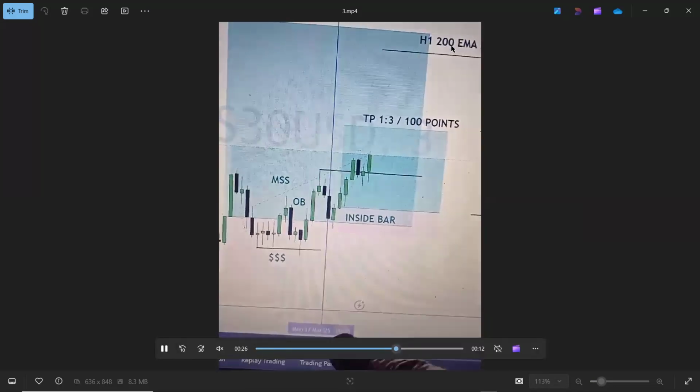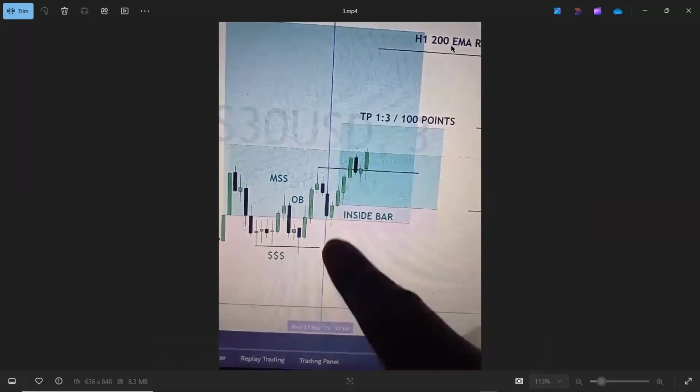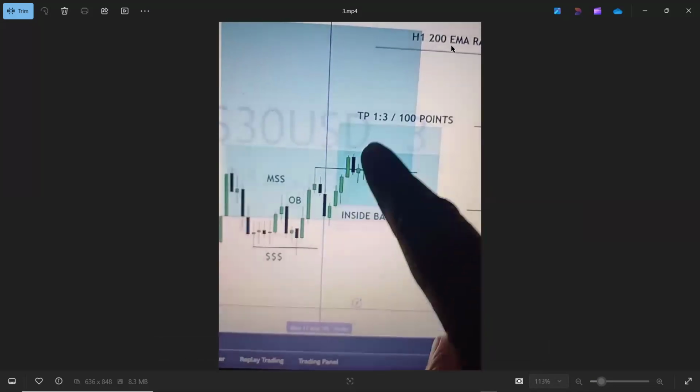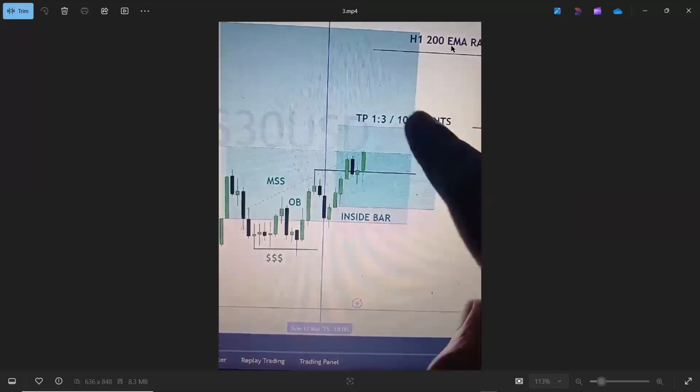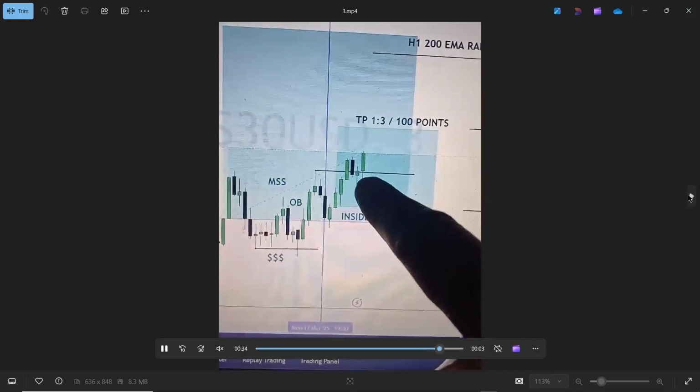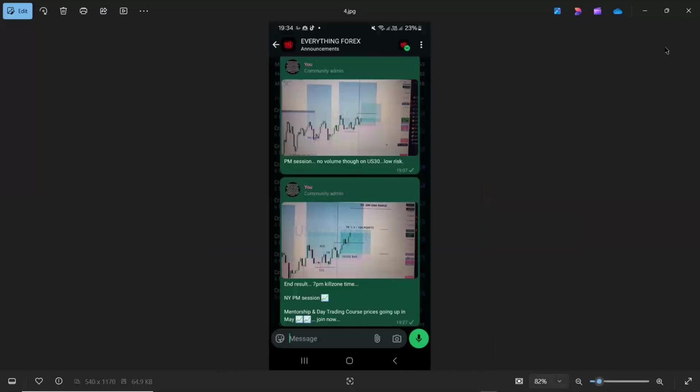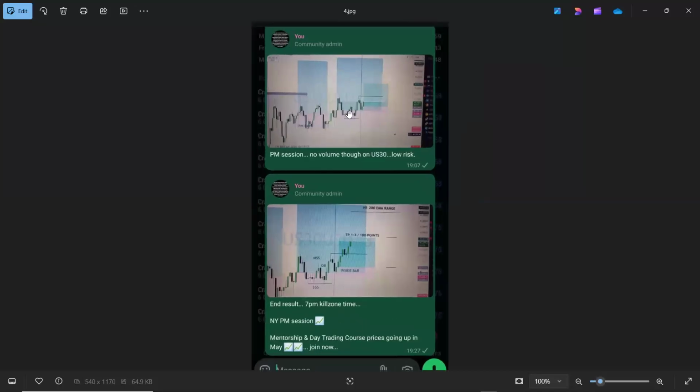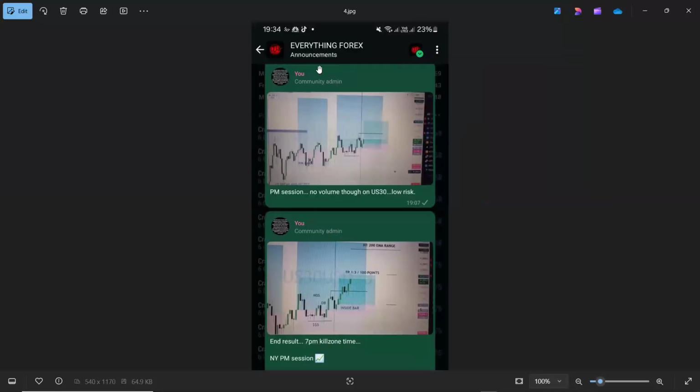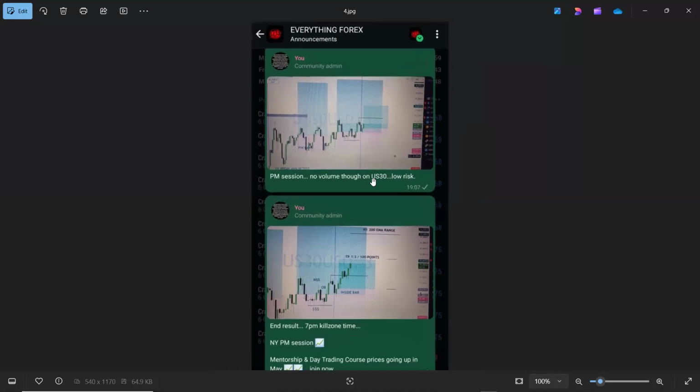So here, this is where we put in the trade management as well. We always advise, if your trade moves halfway, you want to scale out on your profits and things like that. So that was the trade. Here you can also see this was shared in the announcements, which means those even in the free group caught this setup because it was shared there as well. So PM session, no volume based on what we were seeing before, low risk.